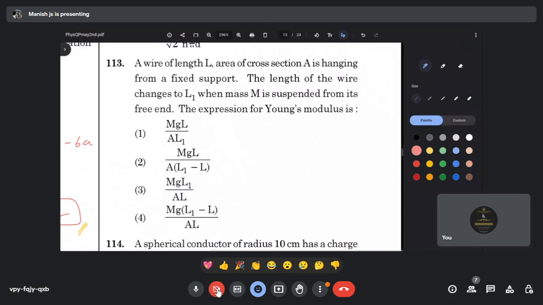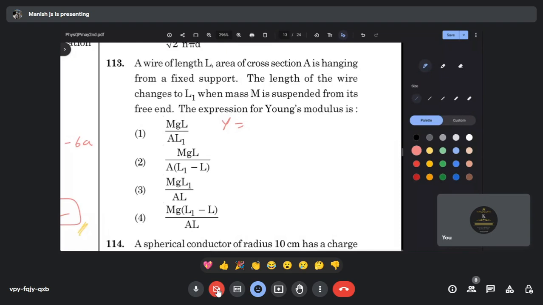Option 4, sir. Okay, we'll check on that. So the relationship for Young's modulus. What's the Young's modulus formula? Y is equal to? Normal Young's modulus, what is the relationship? Stress by strain. So that relationship you go with. Strain is nothing but your change in dimension upon original dimension, change in length by original length.